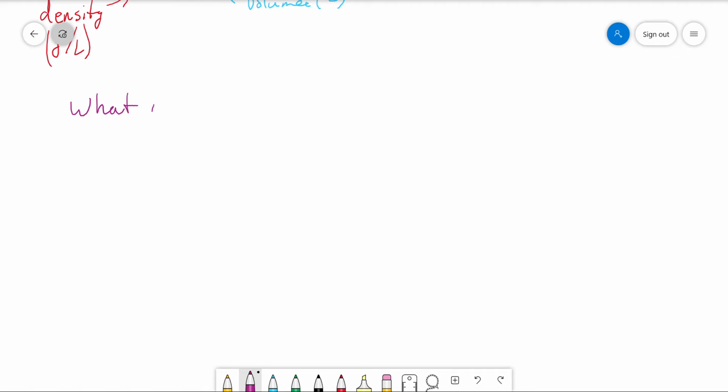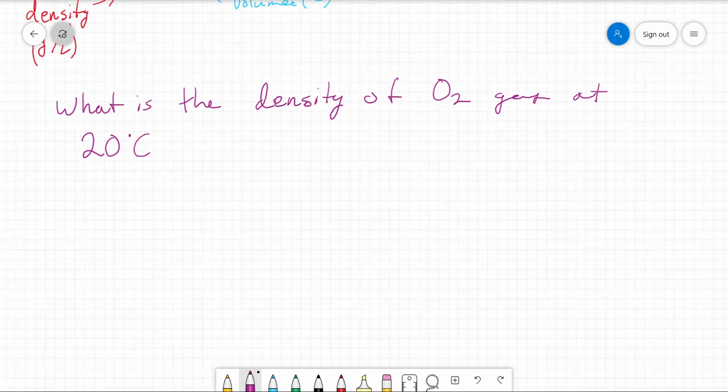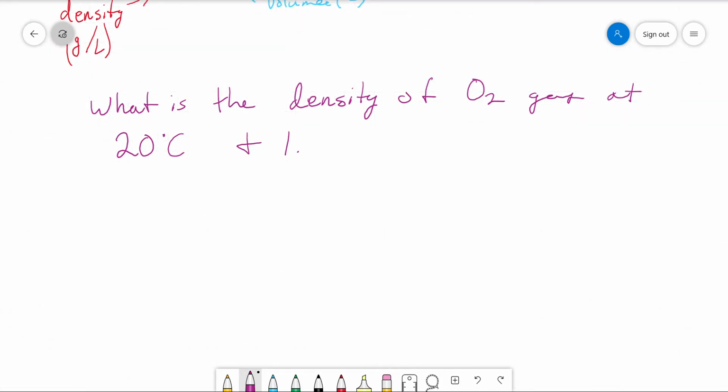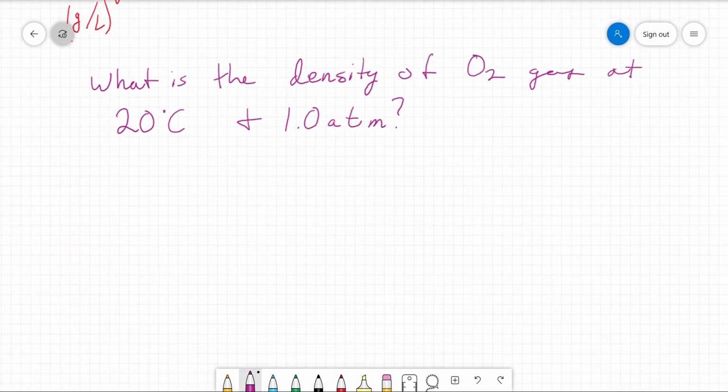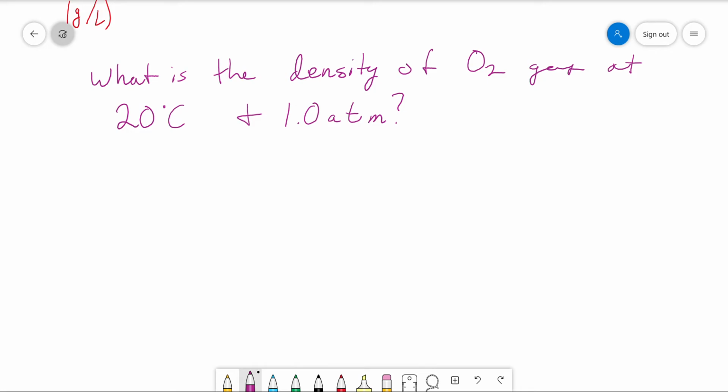What is the density of O2, and that's O2 gas, at 20 degrees Celsius and 1 atm? All right. So we're looking for density. And remember that density is equal to mass over volume. So we need to find a mass and we need to find a volume.